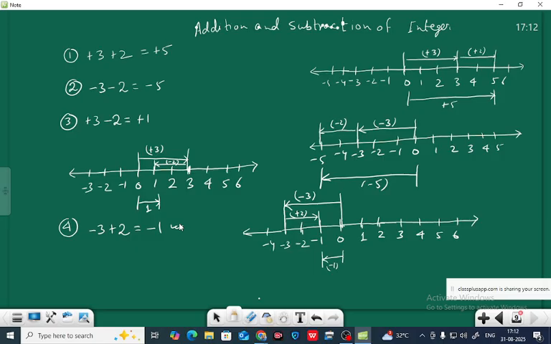In this way, we add the different integers, and we can subtract also in the same way. That is, for subtraction, we add the additive inverse, right? The additive inverse of the integer that is being subtracted to the other integer, right?